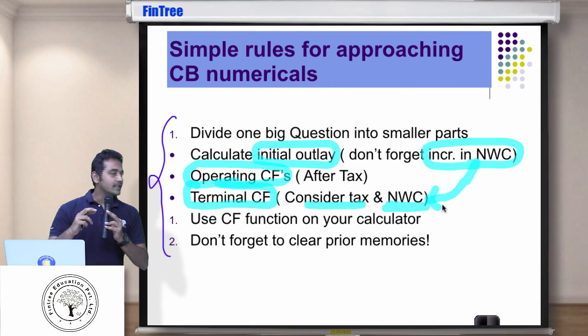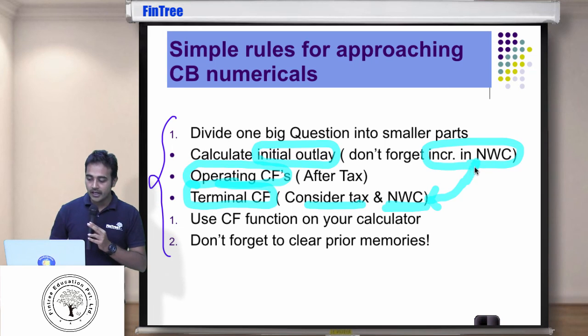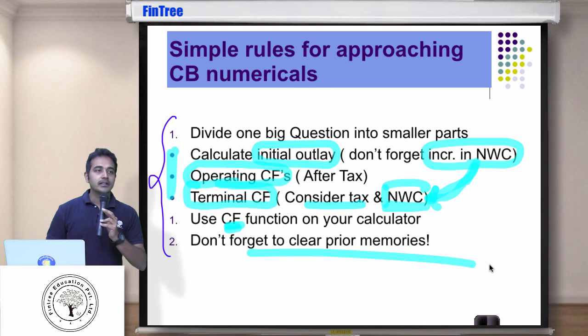The CFA curriculum is silent on whether that loss should be used for tax purposes. So we will decide that on a case study basis. But just remember that working capital is to be released by the end of the project. And then once you have these three numbers, just put them into the cash flow function, clear prior memories, and you're good to go. Are we okay?